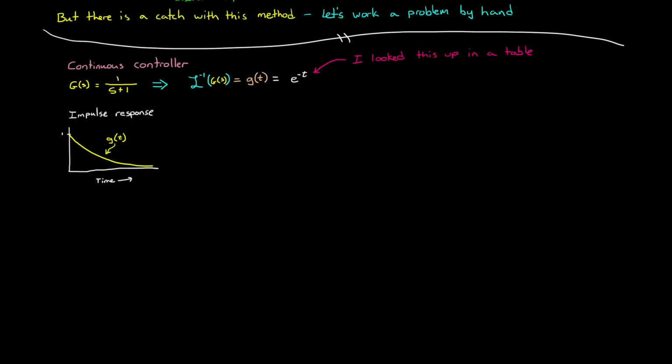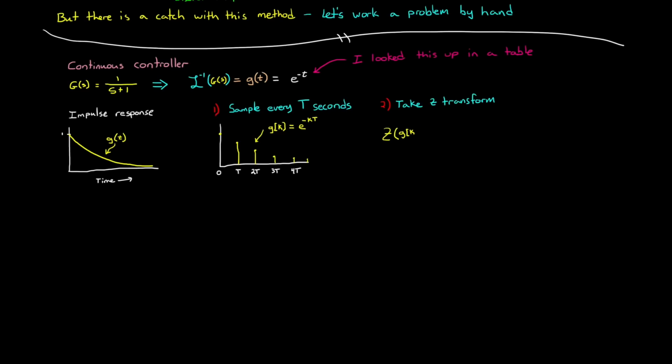Now, to find the Z-domain equivalent for this, we first sample it at some fixed period T to get a sequence of numbers, g of k equals e to the minus k times T, where k is an integer that represents the sample number. Then we can take the Z-transform of that sequence of numbers to get G of z equals z over z minus e to the minus T, which again, I just went to a Z-transform lookup table to find. I didn't solve this one by hand right now.